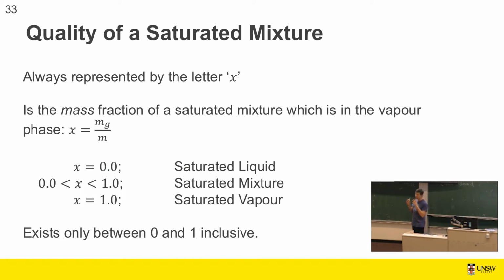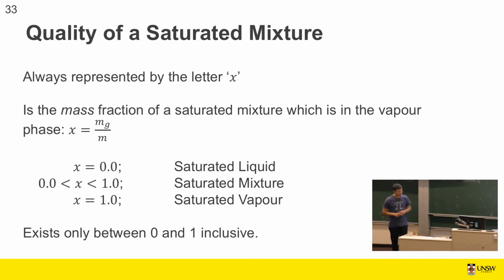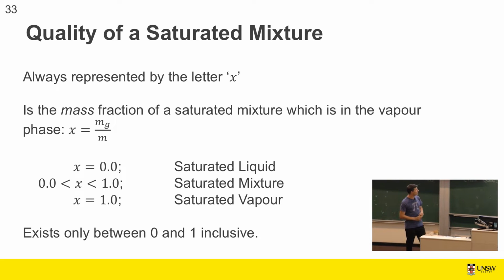We represent quality with the letter X. It's not a mistake. And it represents the mass fraction of gas, so the vapor part of a pure substance, divided by the overall mass of substance that you have. Okay, so that's our formal definition. It looks like the ratio of two lines if you're doing things graphically. It looks like the ratio of different numbers if you're doing things as a calculation.